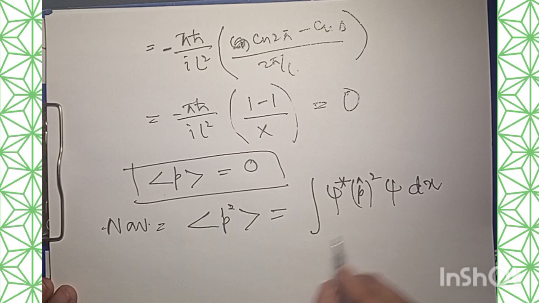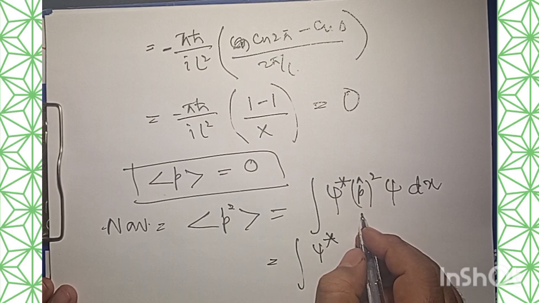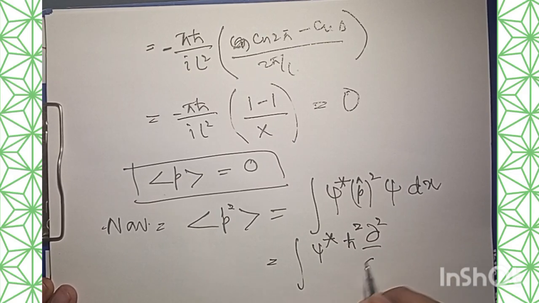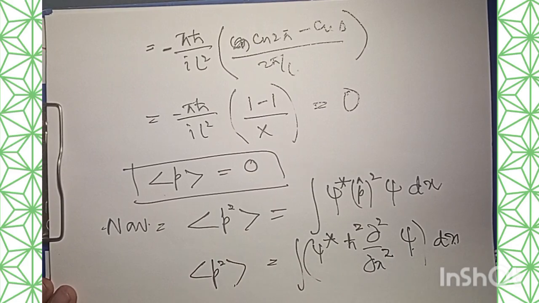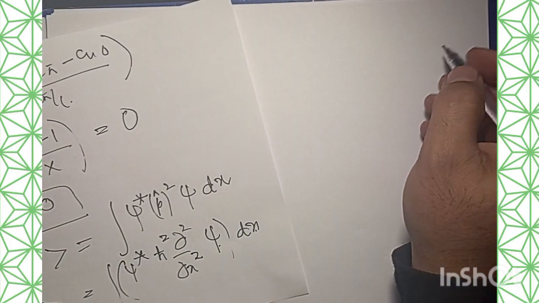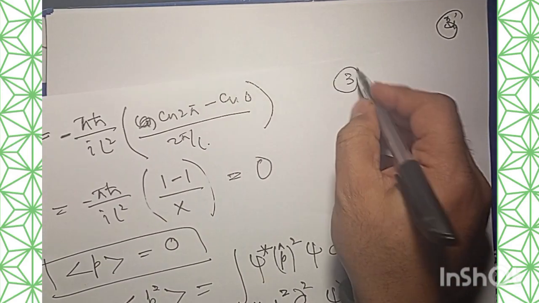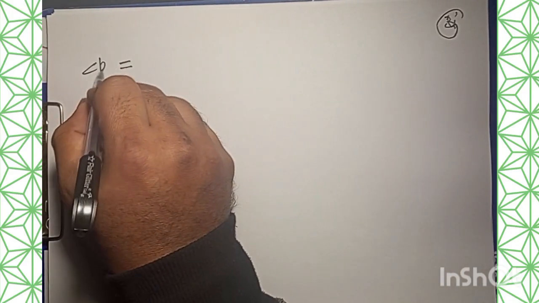So what I would do here is that this will be the integral of ψ star, for this momentum square operator I have ħ² ∂²/∂x², and then I have ψ, and then I have dx. So I'm calculating the expectation value of p², momentum square. So the observable here in this case is the square of the momentum. And I would like to use the value of the wave function here. So I have p².